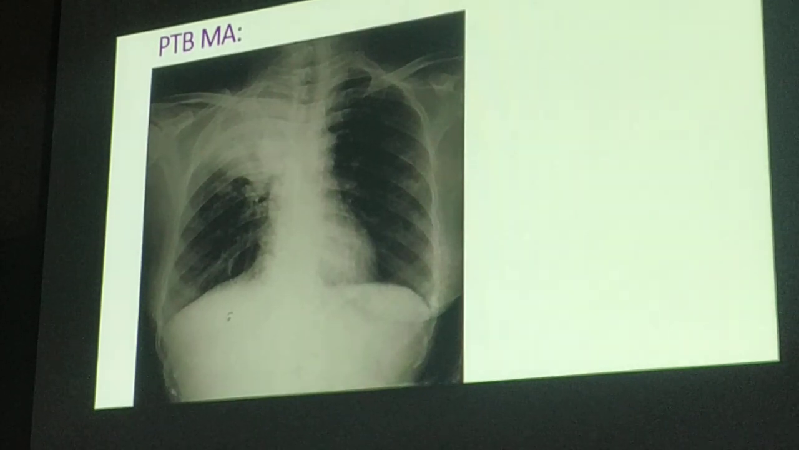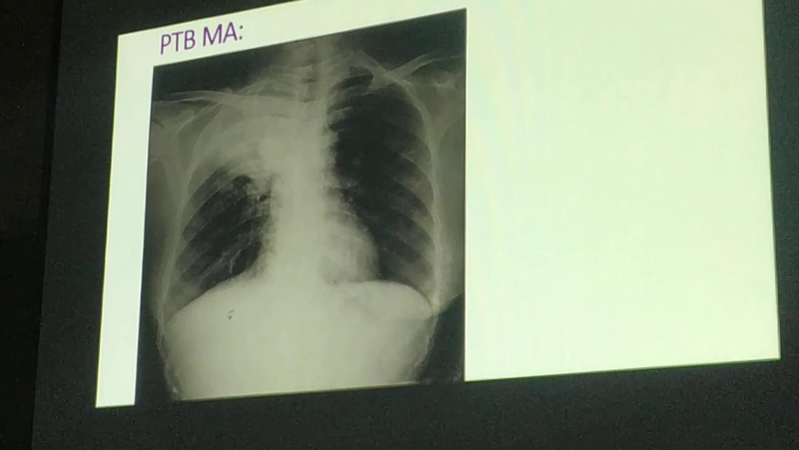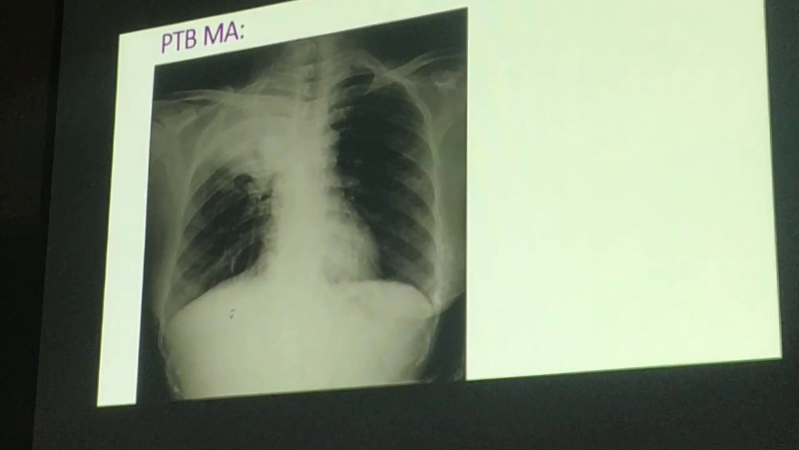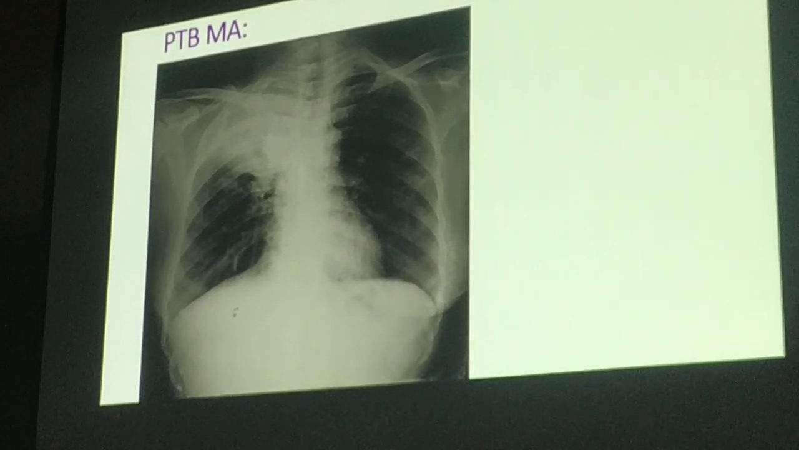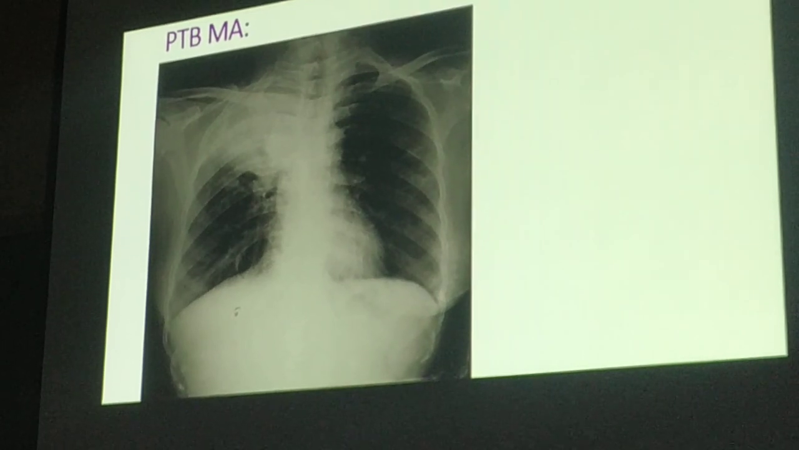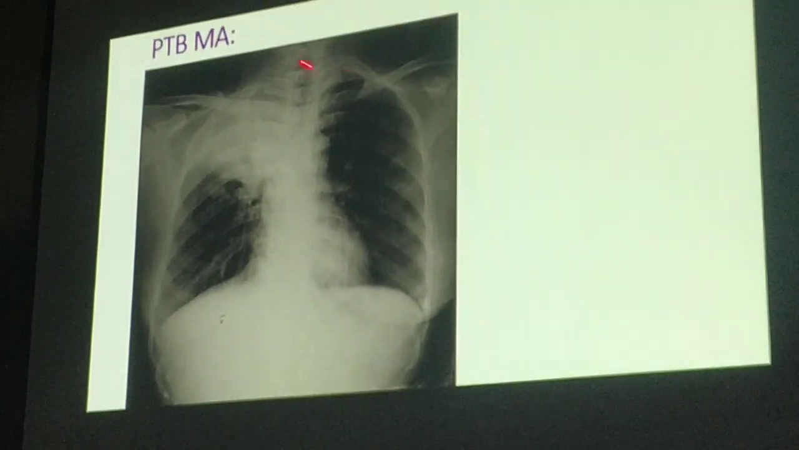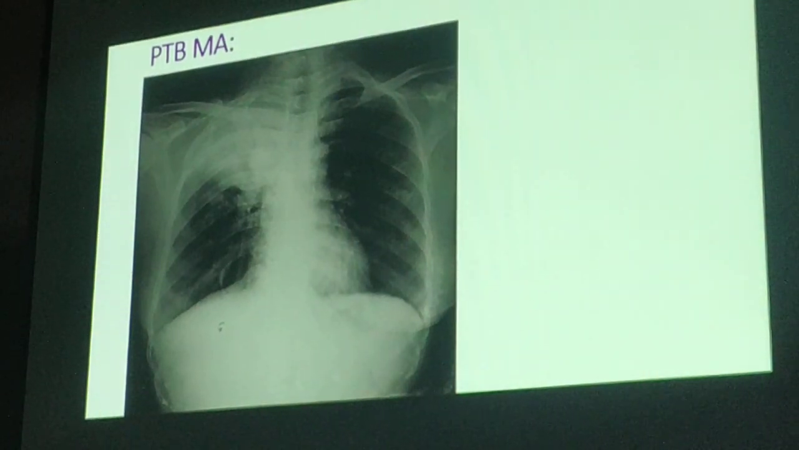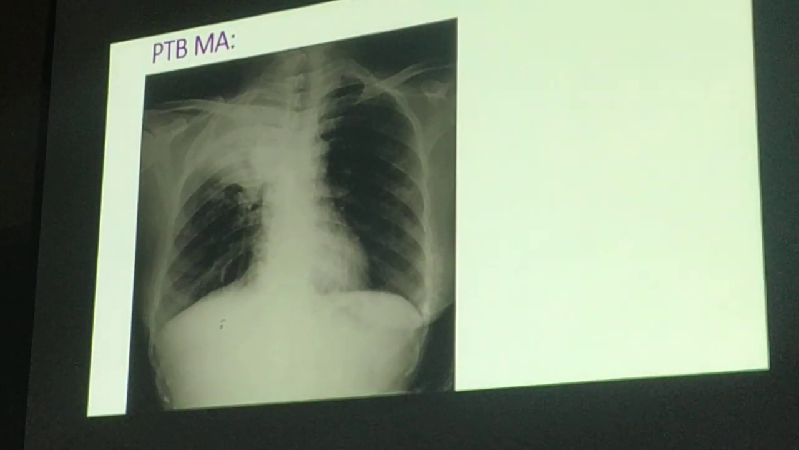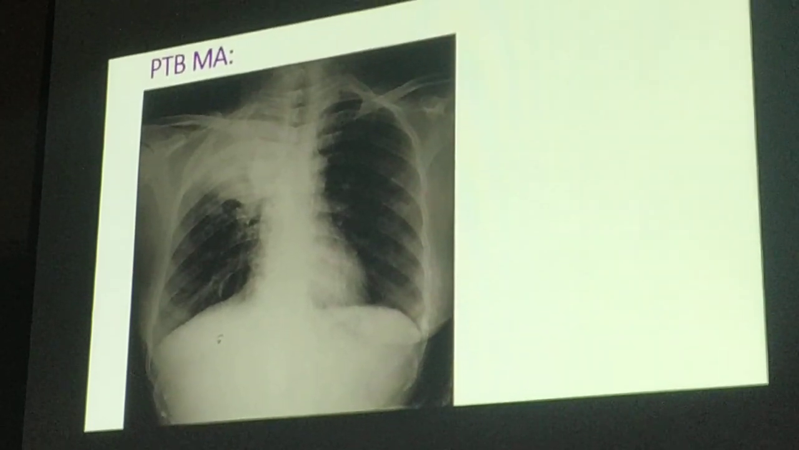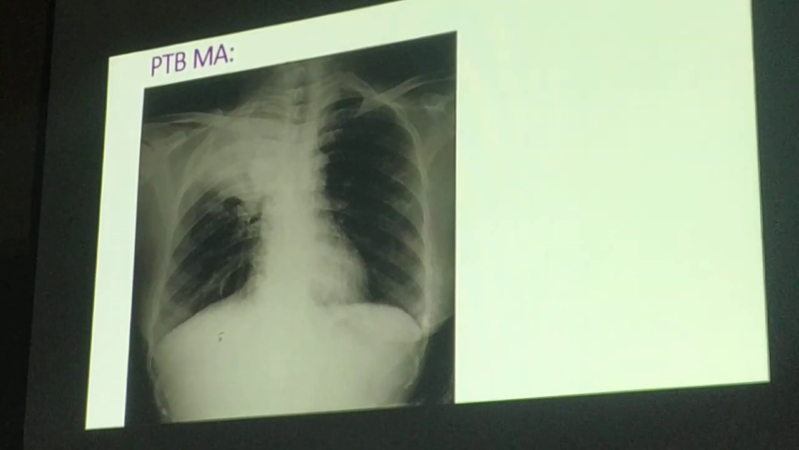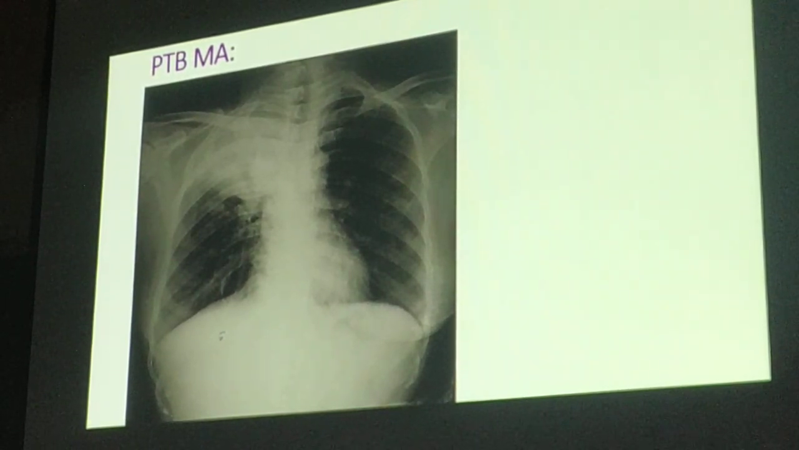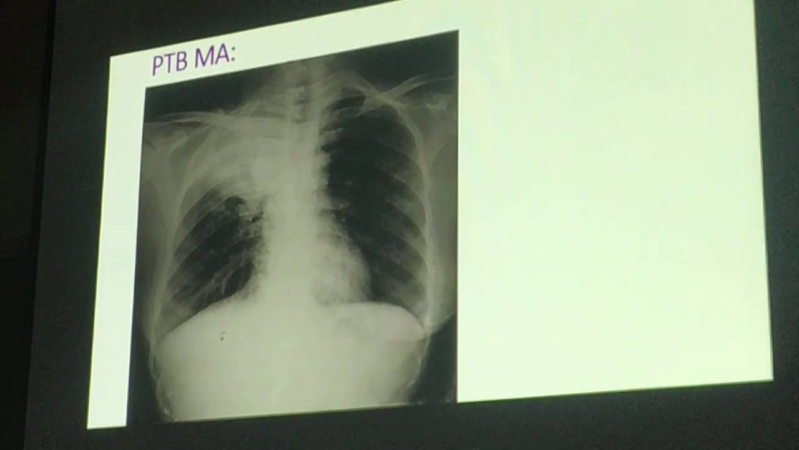This one, talagang consolidation na siya. We usually describe this as pleuroparenchymal infiltrates. This one involves the pleura. Here, the pleura and the lung nag-consolidate na. So we describe this as pleuroparenchymal infiltrates at the right upper lung. Okay? And then, heart and other chest structures are unremarkable. PTB MA.